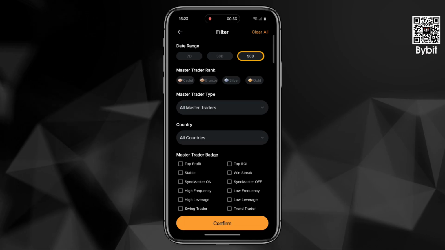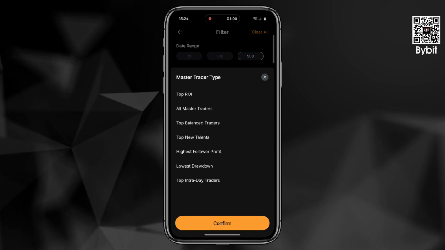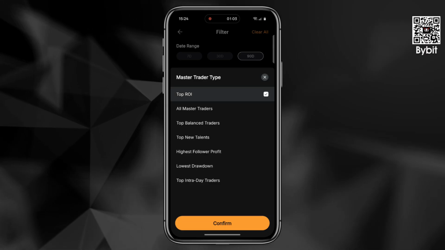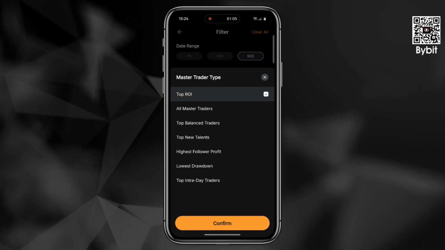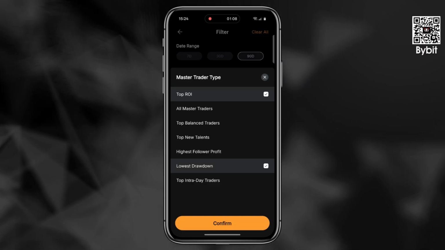Choose at least 90 days to see performance over time, not just a lucky week. Win rate, percentage of profitable trades, set it to 30% or higher. ROI over 90 days, ideally 12% or more, indicating profitability. Maximum drawdown, up to 25% to avoid significant losses during market downturns.